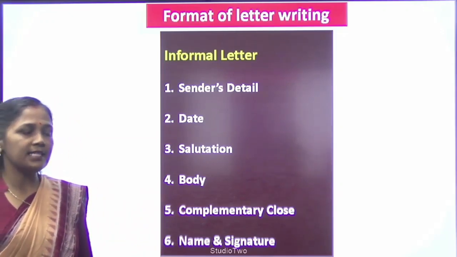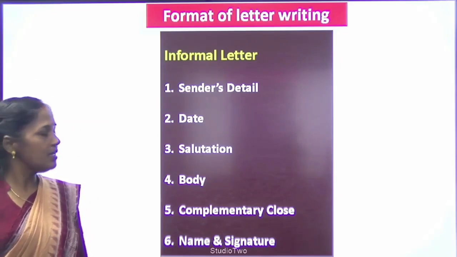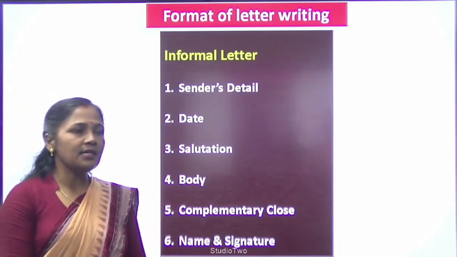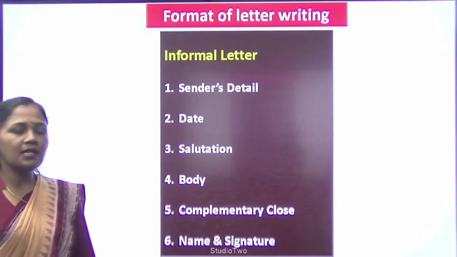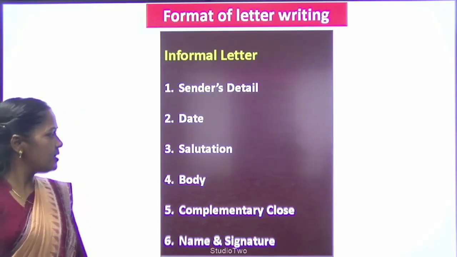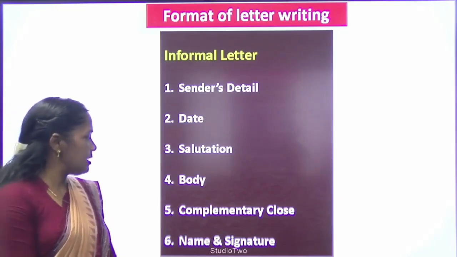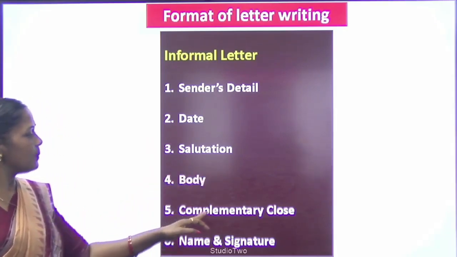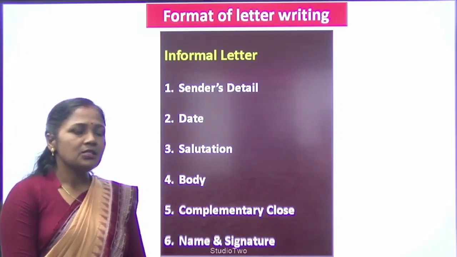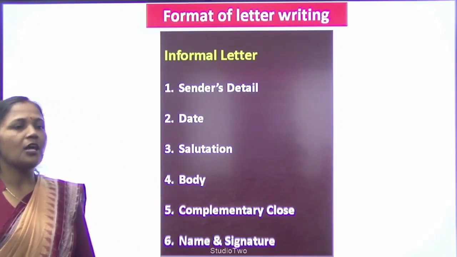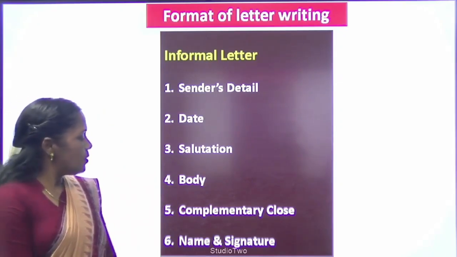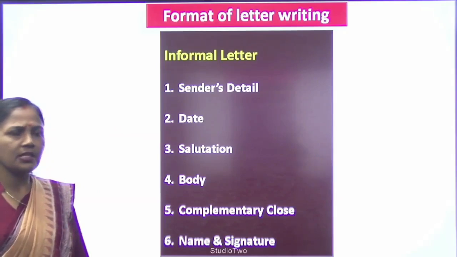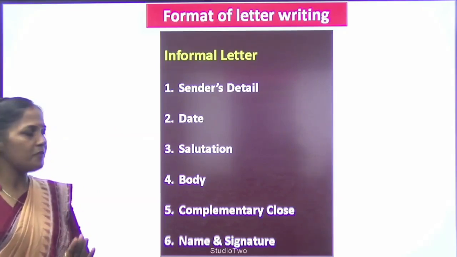Second paragraph, writing about why I am writing the letter, the matter of the letter. Then the third paragraph, summarizing the letter and conveying the regards to family members, your younger ones. These are the three paragraphs for the body of letter writing. Then complimentary close, that is very short: yours lovingly, lots of love, yours affectionately, etc. Then sixth number is name and signature. For name and signature, you have to write only your first name. Okay.